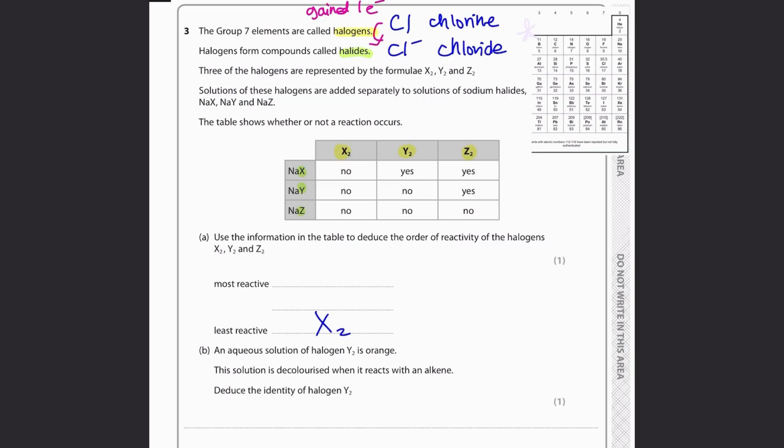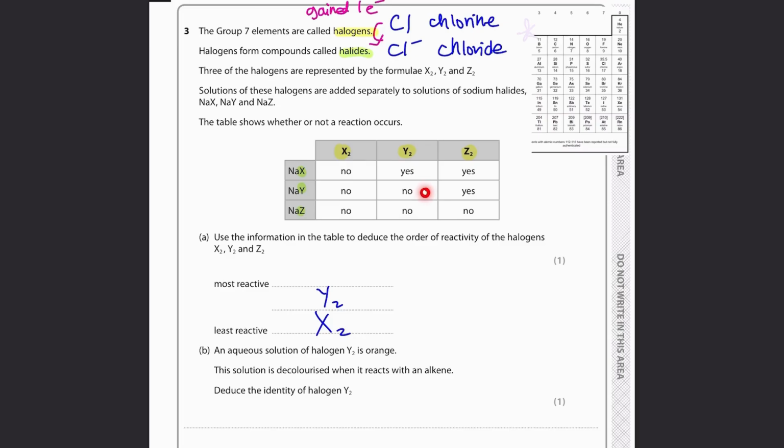Y2, how come it can react here? Yes, think about it. If Y can react with X, that means Y's got to be more reactive than X, right? That's why it can react. It can kick out, displace the X. Therefore, Y2 has got to be more reactive than X2. Would you agree? Okay.